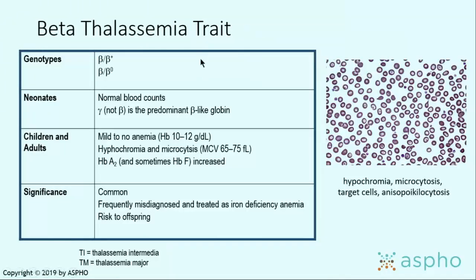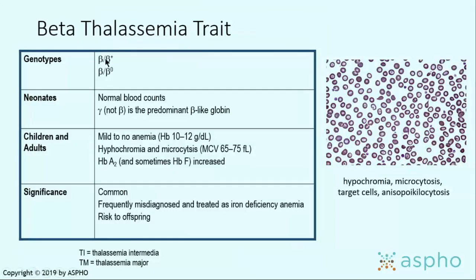So beta thal trait. The reason why there's a plus and a 0 relates back to the sickle beta plus and sickle beta thal null that I talked about. Beta null, or beta 0, means the beta globin gene is deleted. It's just not there. There's nothing related to it.